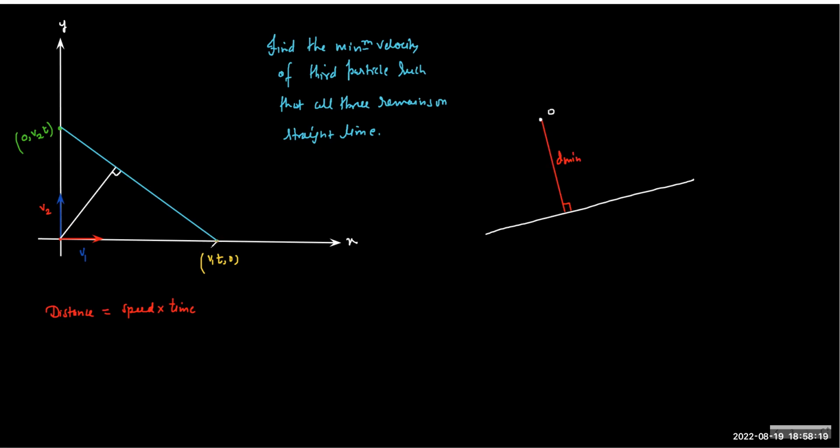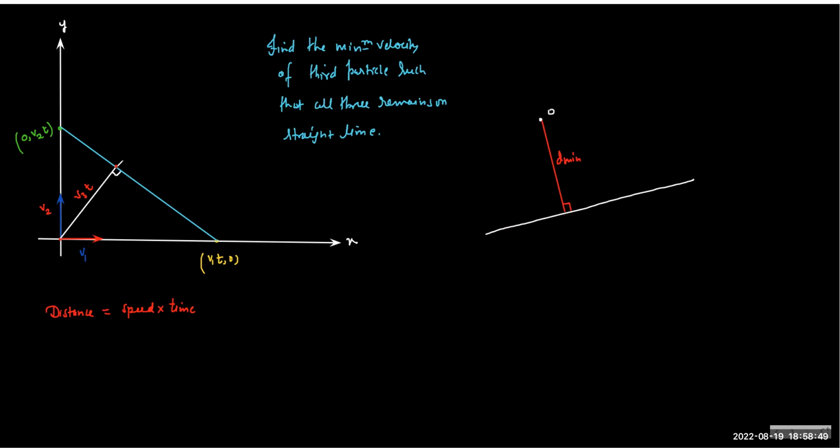So once we have the line, the third guy must walk in the same time at least this much to be part of this line. So in the time t, he must walk how much? V3 into t. And sorry, this is a triangle.